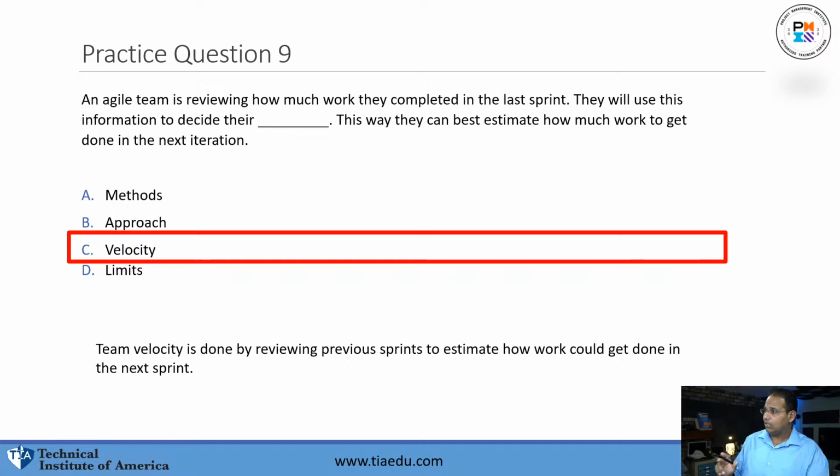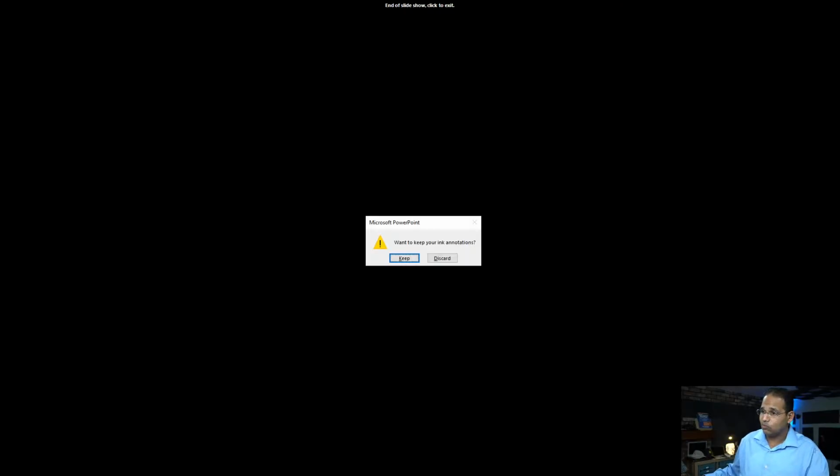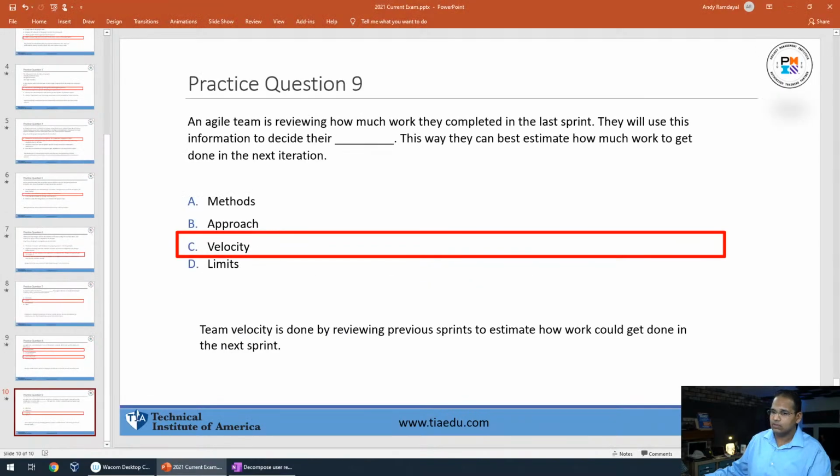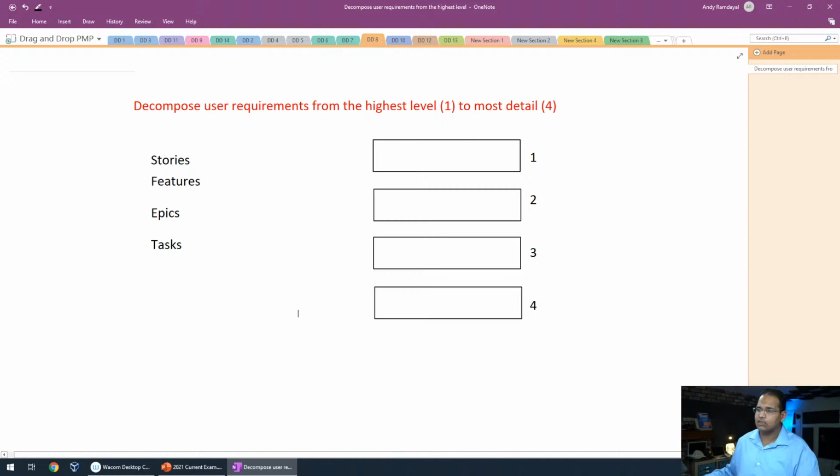All right. I'm out of questions for this one, but I got one quick drag and drop for you guys. One quick drag and drop. All right, so I got one drag and drop here. Let's take a look at one drag and drop that I have.